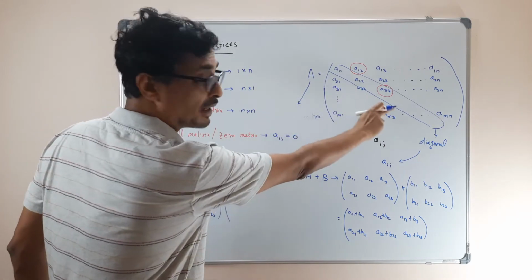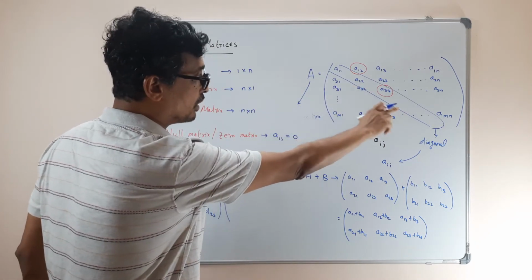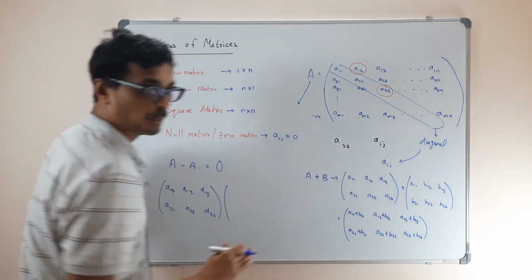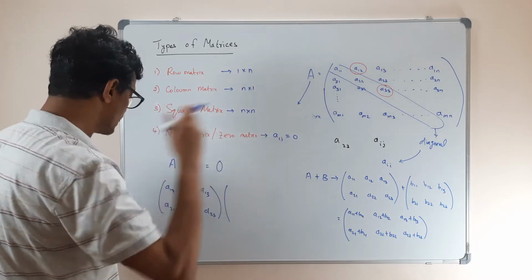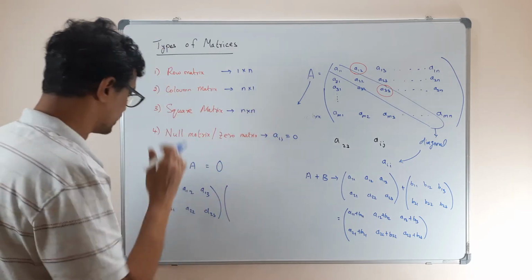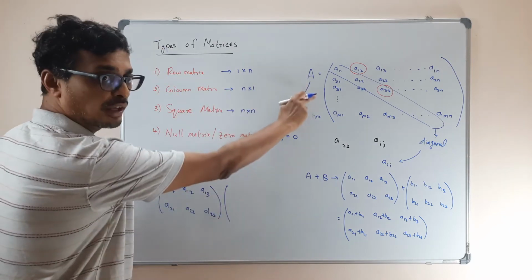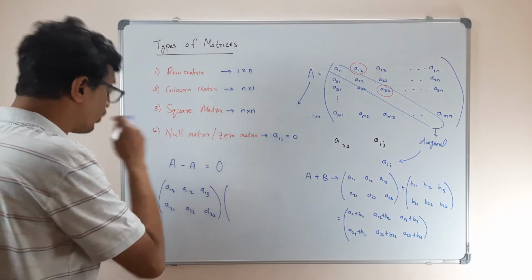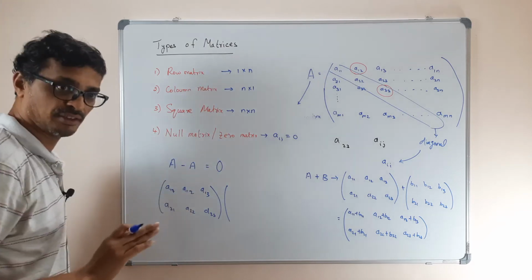Actually, I made a mistake. When I say diagonal element, this usually comes only when you have a square matrix. It comes only when m equals n. Otherwise it won't come. We will see that when we have a square matrix. Otherwise this diagonal element will not come. A square matrix is a very common matrix. What you will see usually are square matrix and column and row matrix.